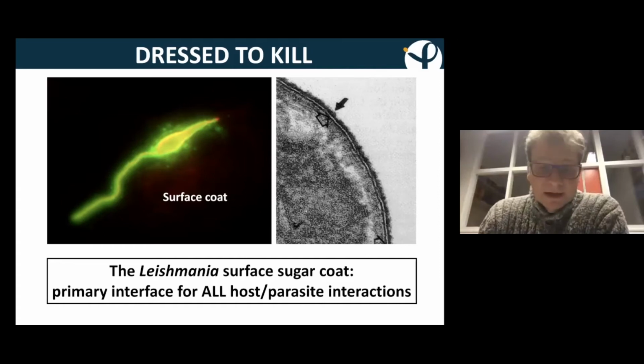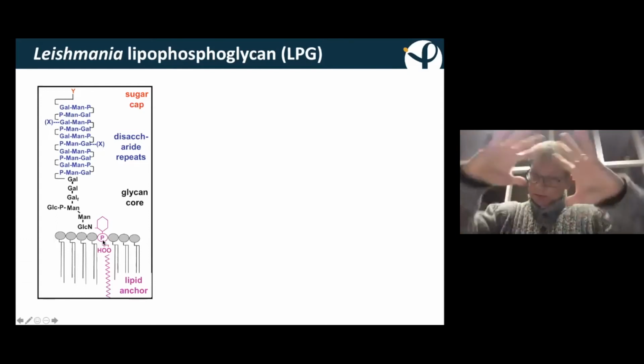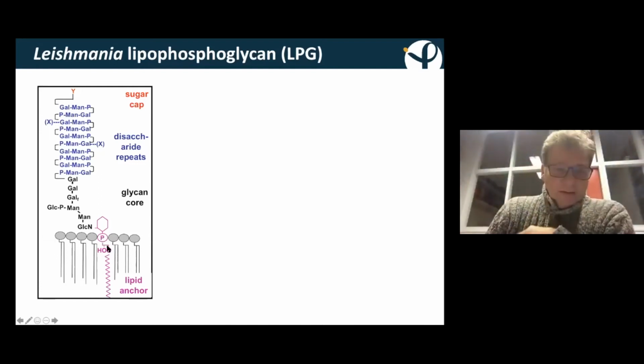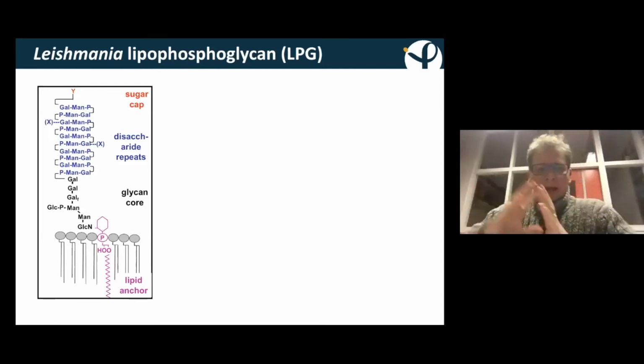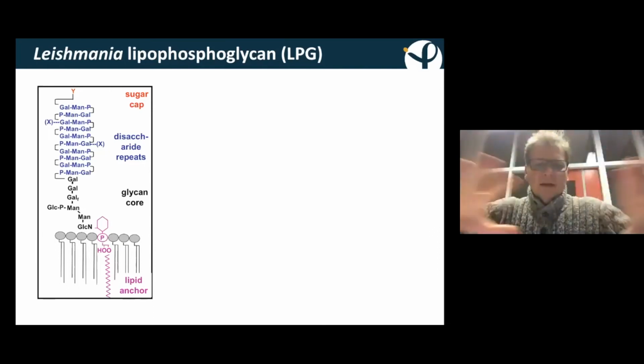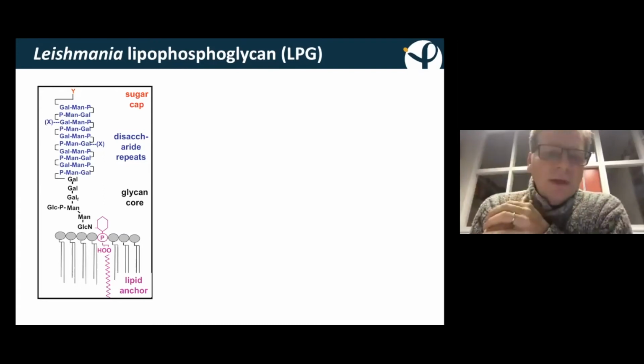So what is the sugar coat? Here's just a schematic overview. This is the lipid bilayer of the parasite membrane. So we're talking about the parasite now. And the parasite is covered by this lipid-anchored sugar molecule, which is a very long and very complex sugar molecule. And because there are so many molecules on the surface, they literally create this kind of shield against all kinds of macrophage attacks.